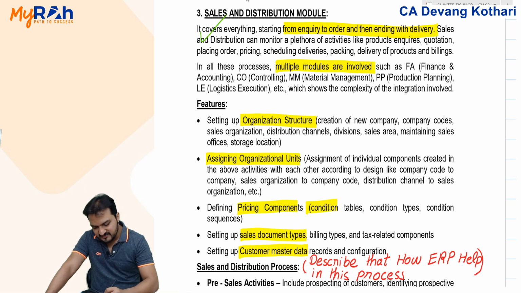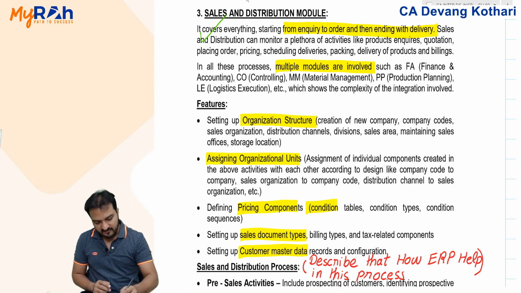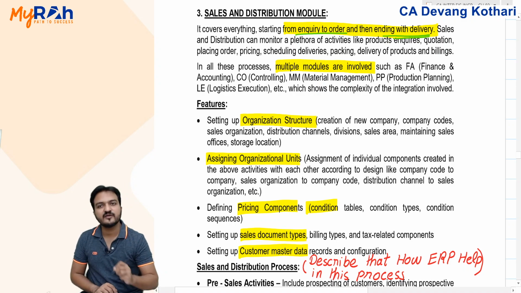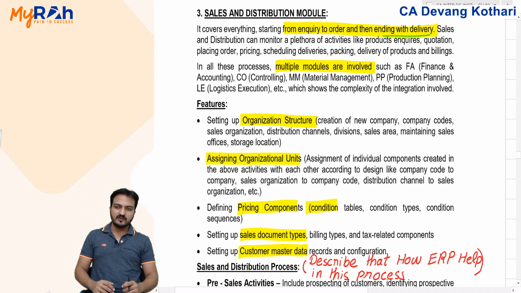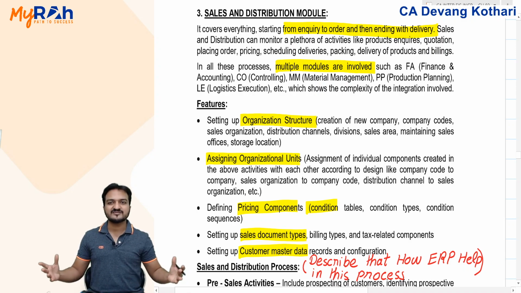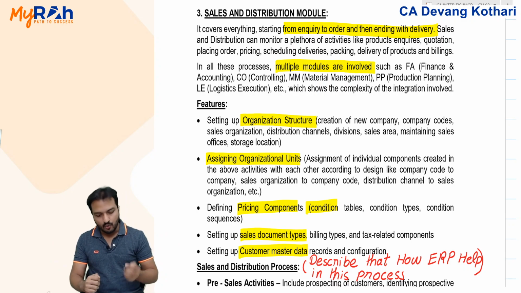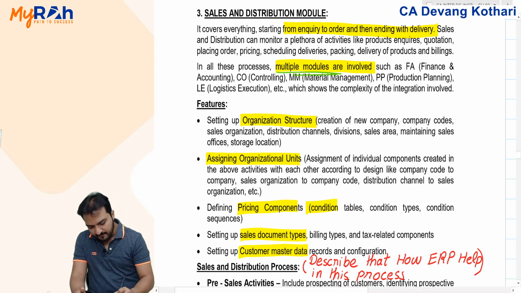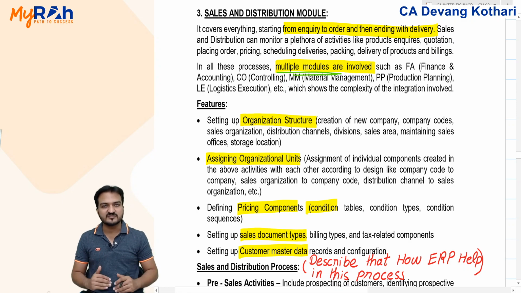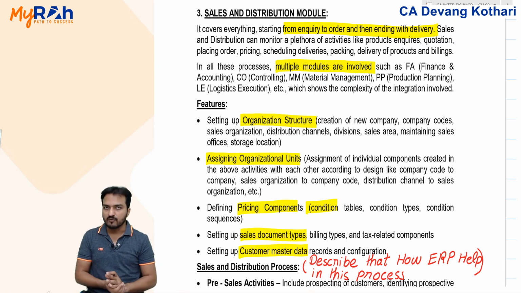The sales and distribution module is for handling your entire process, right from the inquiry from the customer up to when a delivery is done to the customer. So from the time the customer makes the inquiry until the delivery is done, all the activities involved come under the sales and distribution module. Multiple modules are involved with this module naturally, because the sales module is also one of the important modules here.